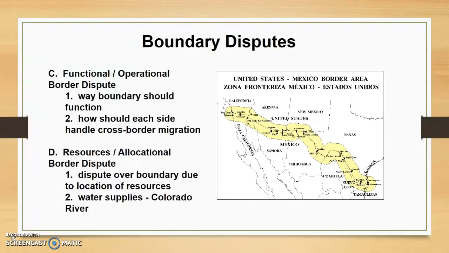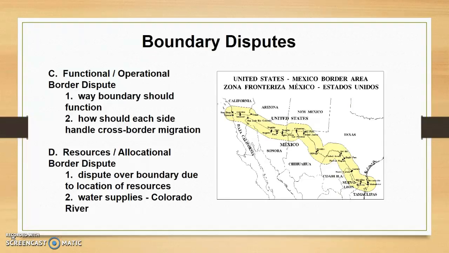So those are examples of operational border disputes, right? It's not about where's the border, it's not about figuring out on the map or on the ground where it is. It's about that transportation, getting people and things back and forth across the border.